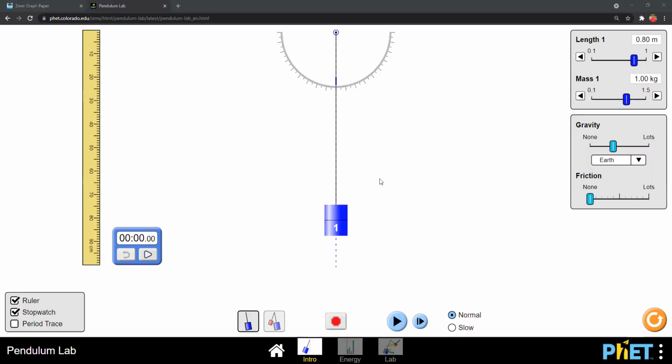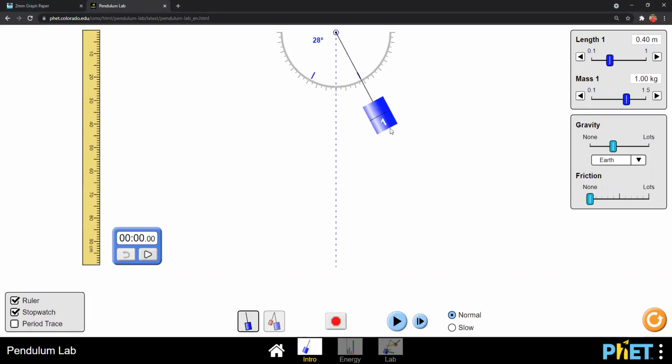So we start this experiment. First, we change the length of the pendulum, that is 40, and we take it at 20 degrees, the amplitude, and set the pendulum in motion.